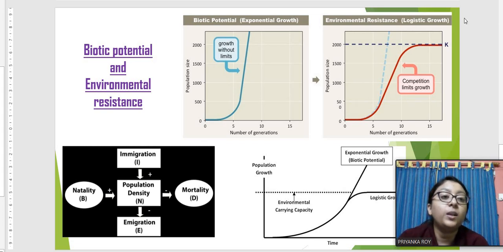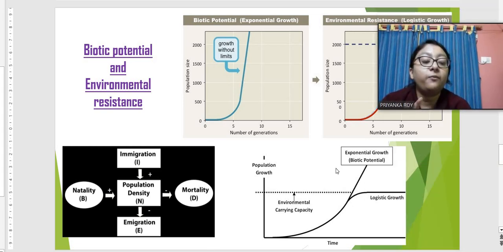So here this is known as logistic growth, and it is because of the environmental resistance and competition from other species. But here it is known as exponential growth, and it is only governed by the biotic potential. It is unlimited growth. It's a J-shaped curve. So we can understand very clearly that without the environmental resistance, the biotic potential will lead to an exponential growth of the population. But due to the environmental resistance present there, it will only lead to the logistic growth.